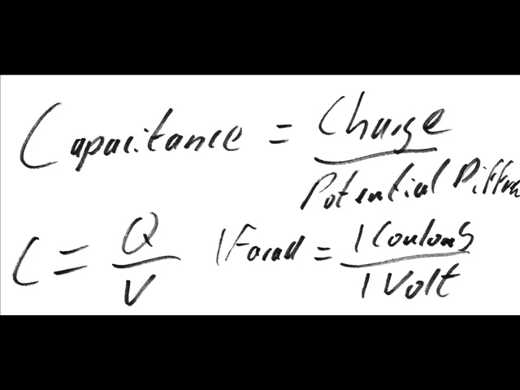The capacitance of a device is equal to the amount of charge the device can store per unit of potential difference. The symbol for capacitance is C, and it has the unit of the farad. 1 farad is a very large capacitance, and is equal to 1 coulomb being stored in 1 volt.